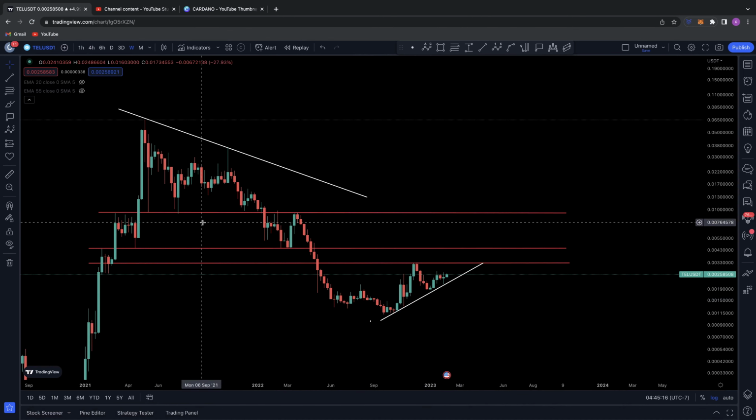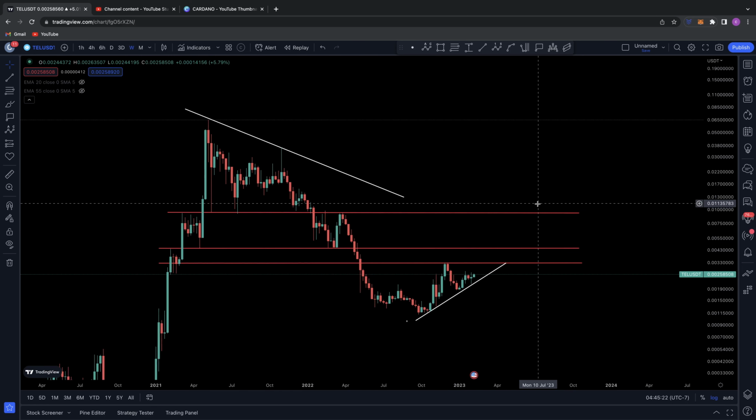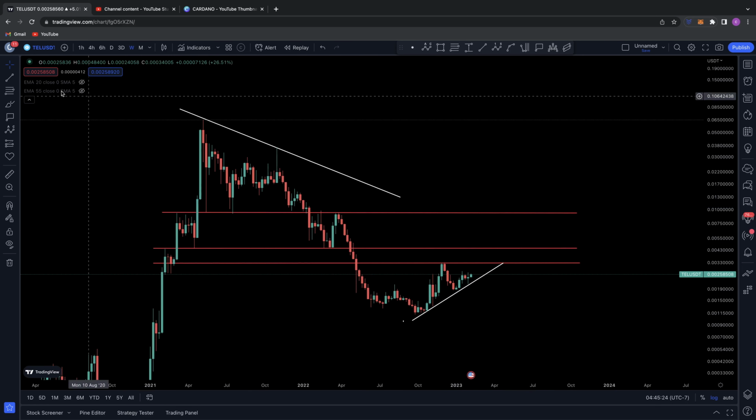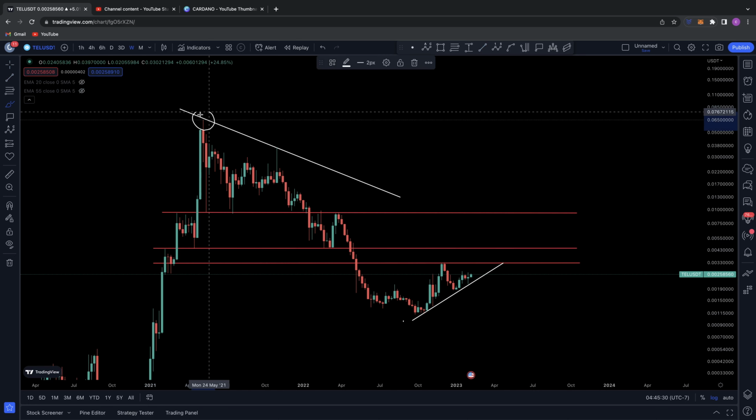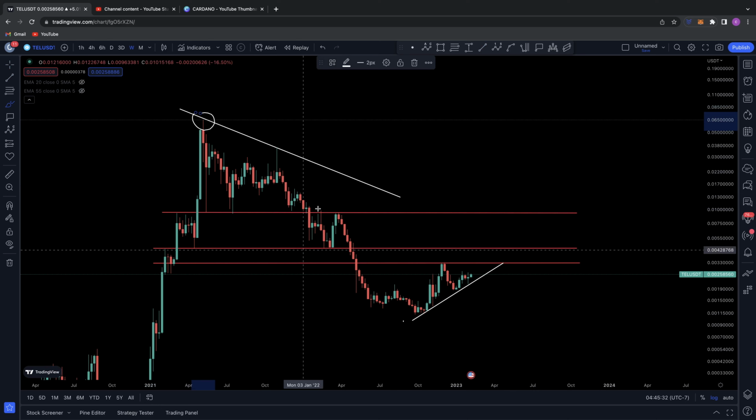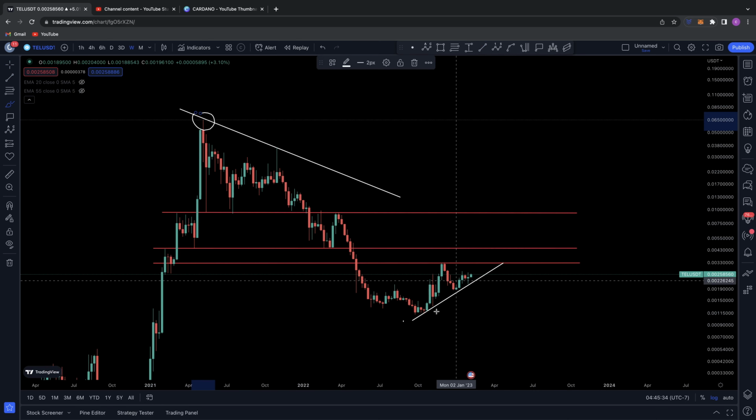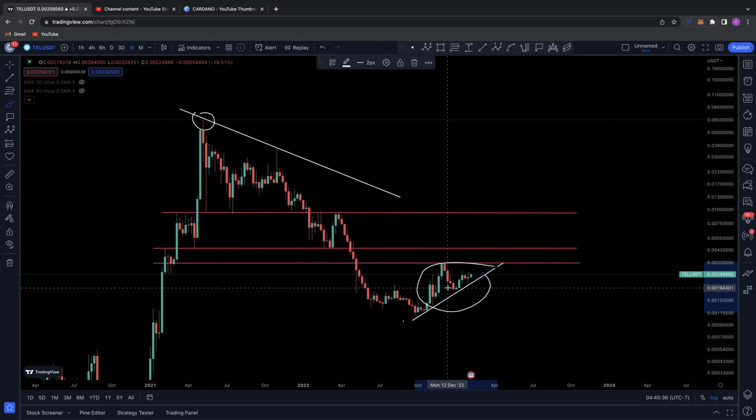We're going to be diving back into Telcoin, the ticker is TEL against USDT on the weekly time frame. Now I'm just going to give a quick breakdown of how TEL went from its all-time high and how it progressed through this bear market and into where we are now in this space here.